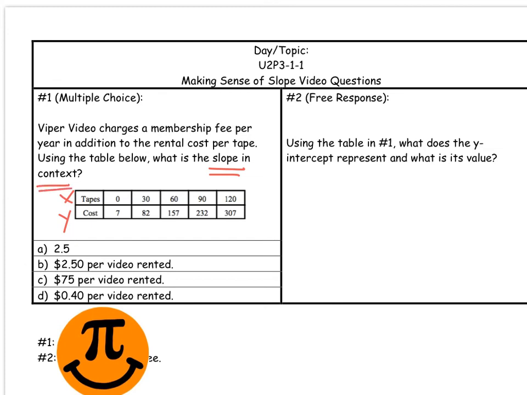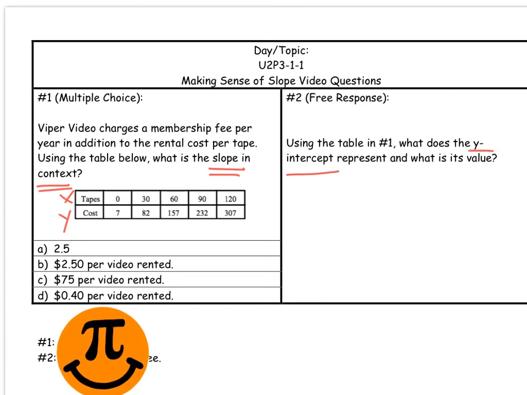What is the change in the dependent, which is Y, over the change in the independent, which is X. And then the free response, using the table in number 1, what does the y-intercept represent and what is its value? So remember, the y-intercept is when X equals 0.